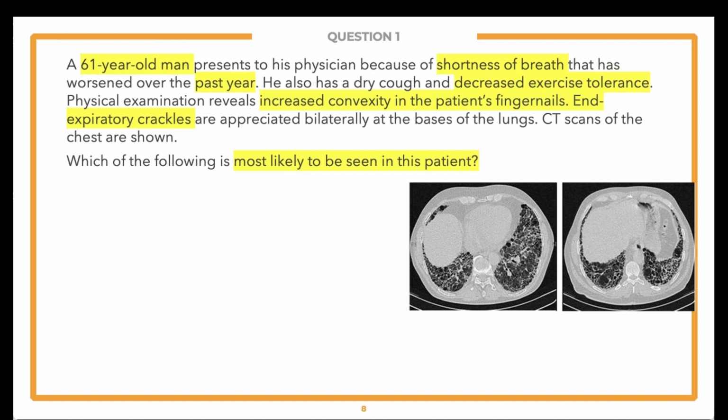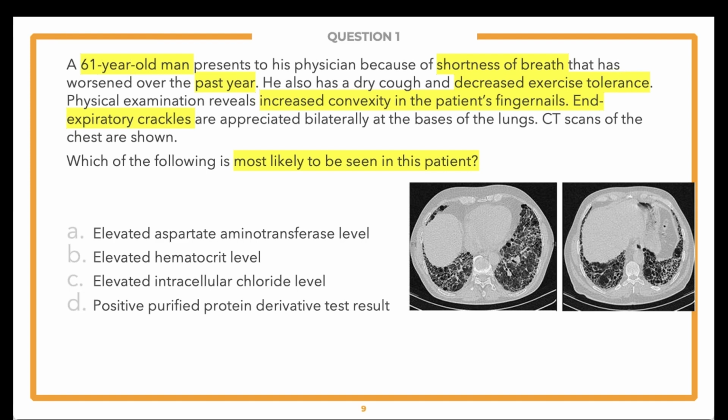But that's not what the question's asking. What's likely to be seen? So let's open up the options and let's try to make that connection to what's going to be seen in this patient. So we have option A, elevated aspartate aminotransferase levels. AST is elevated. Option B, elevated hematocrit level. Option C, elevated intracellular chloride level. Option D, positive purified protein derivative test result, which is PPD, positive PPD.